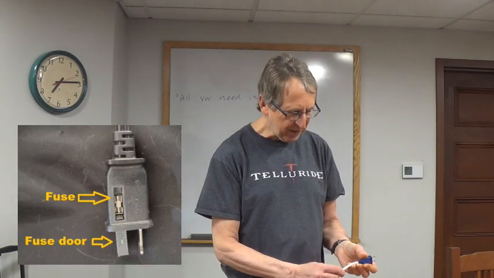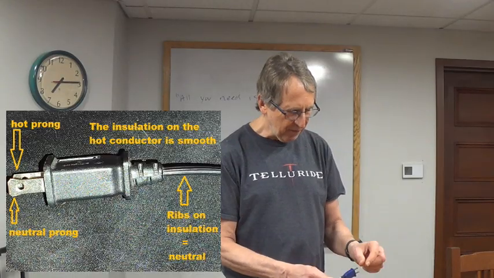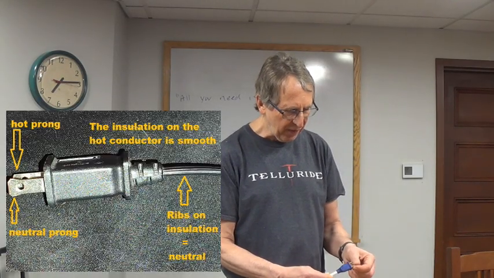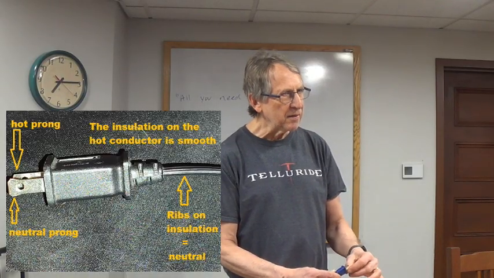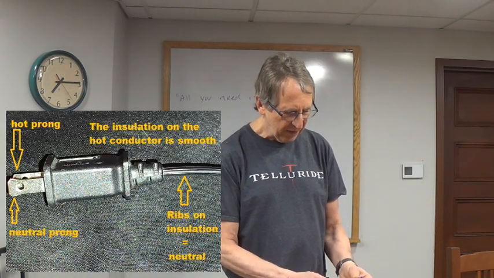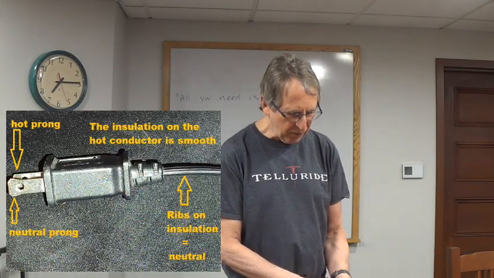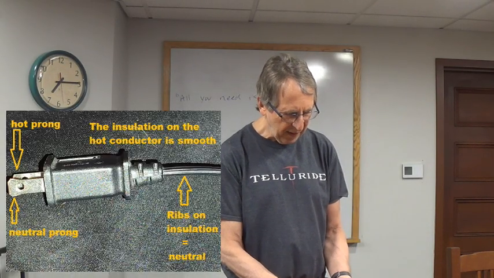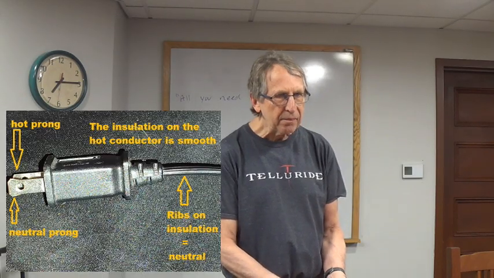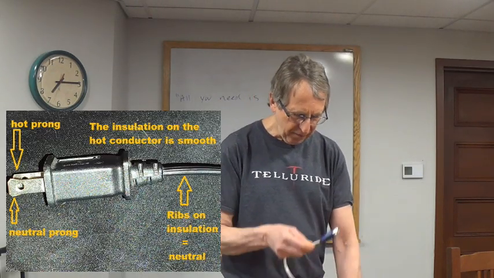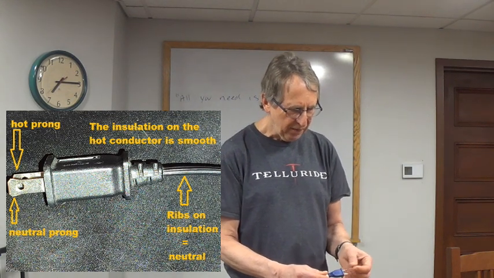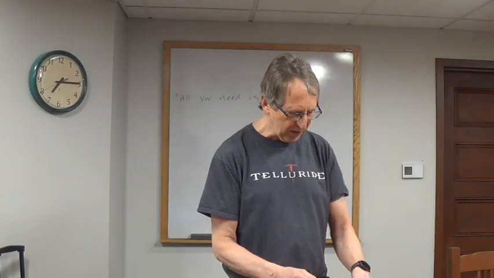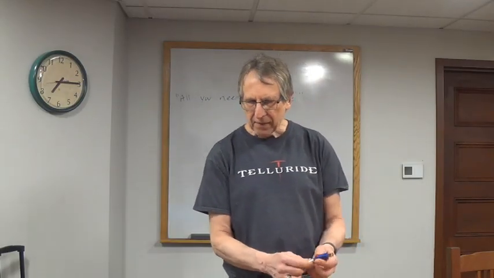Just to get it started at ground zero, there's a neutral prong and a hot prong, and the neutral prong is the fat one, and the hot prong is the skinny one, and also the neutral line is the one with ribs, and the hot one is flat. Okay, it'll be important to know which prong is the neutral one when we start checking the motor. So the first thing to check is the fuse.